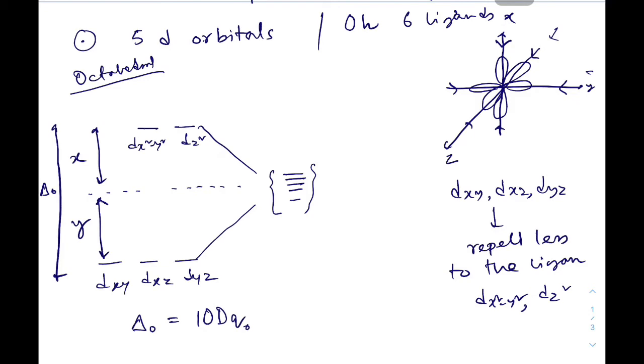So there are 2 orbitals causing destabilization and 3 orbitals causing stabilization. Therefore if we calculate that, we will get x equal to plus 6 Dq and y equal to minus 4 Dq. We have to remember that this is plus 6 Dq. The plus sign is due to destabilization and higher energy, and the minus sign defines stabilization and lower energy.